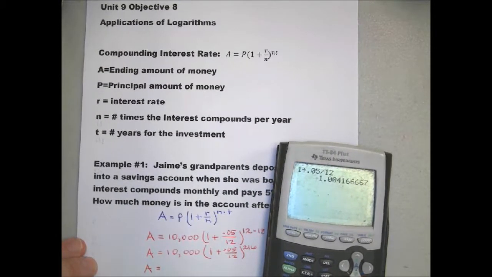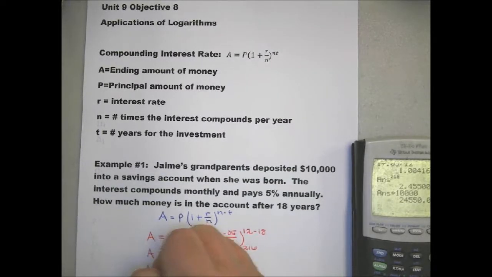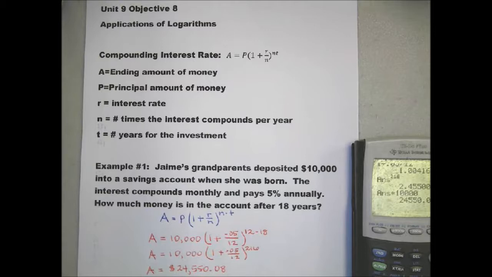See where I'm going with this? I'm going to keep that number in my calculator, and I'm going to raise that number to the 216th power. And now I get that number. I'm going to keep that number in my calculator, and I'm going to multiply that number by 10,000, and that's going to be my final answer. The amount of money that's going to be in that account is $24,550 and approximately 8 cents. So that would be the ending amount of money in that account.